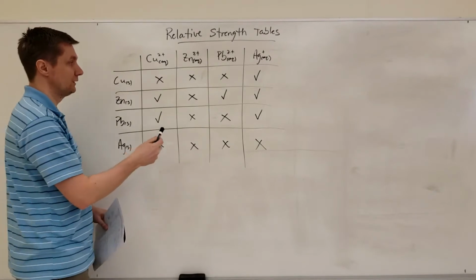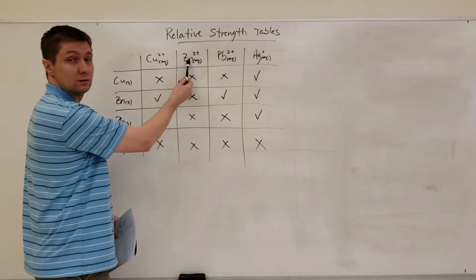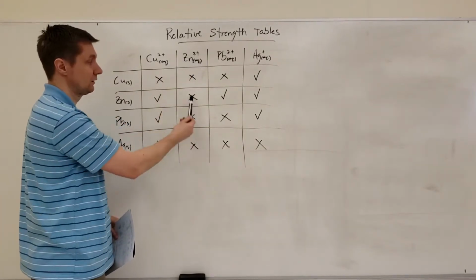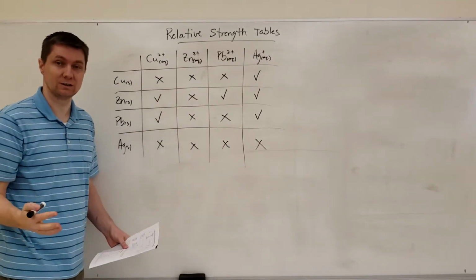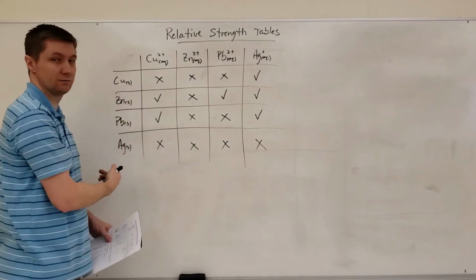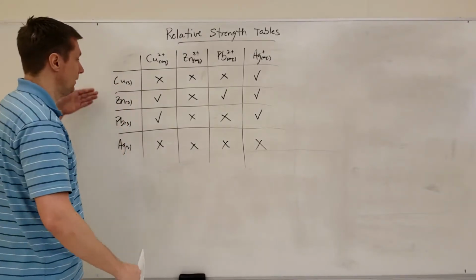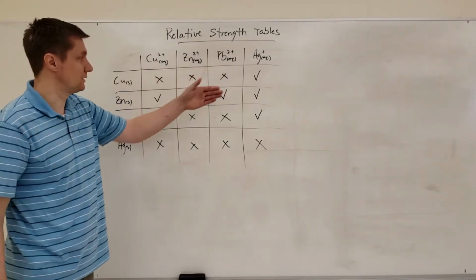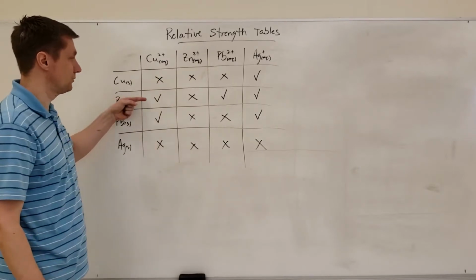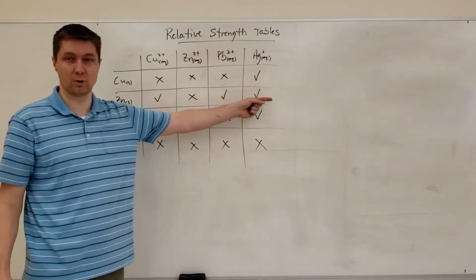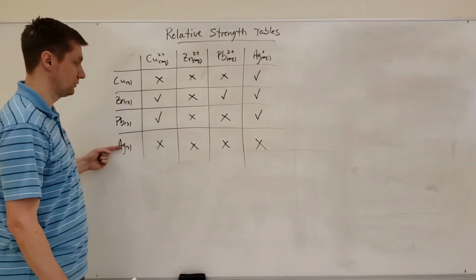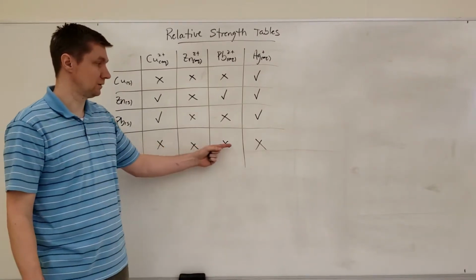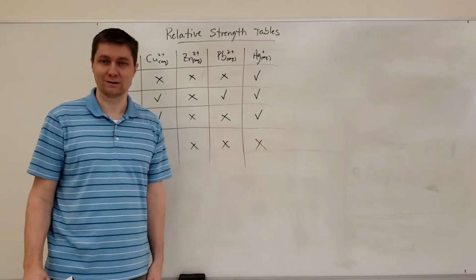Conversely, you can see what is my weakest oxidizing agent, and that is zinc. And it's got 4 X's. Doesn't react spontaneously with any of these reducing agents. If you look at the reducing agents going across the table like this, you'll notice that my strongest reducing agent has the most check marks, 3. And my weakest reducing agent, which is silver solid, has no check marks, all X's.